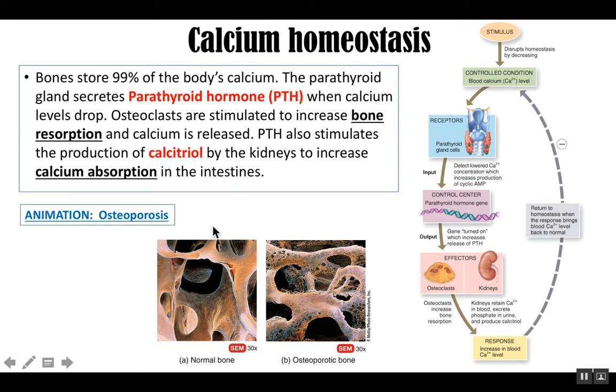So there's a major hormone involved in helping us increase calcium levels in the bloodstream, and it's known as parathyroid hormone. This hormone is produced by glands called parathyroid glands. These glands are found within the thyroid gland. The thyroid gland is found in your neck. It's situated just below your larynx or voice box. And we'll talk more about the thyroid when we get to the endocrine system. But inside of it are the parathyroid glands.